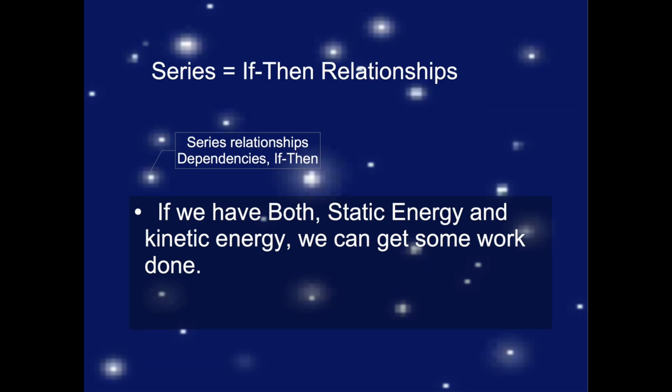Series relationships are if-then relationships. If one thing happens, then something else can ensue. Electricity is a perfect example of this. For me to use an electric drill, for example, I need to have some form of static energy or volts stored up somewhere. Then, and only then, can I hook up some wires and get some kinetic energy moving. Static energy and kinetic energy work in series to produce electric power, called watts.